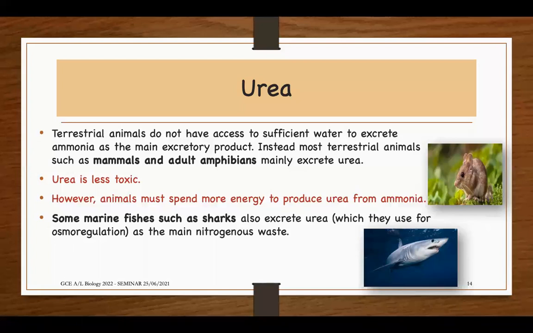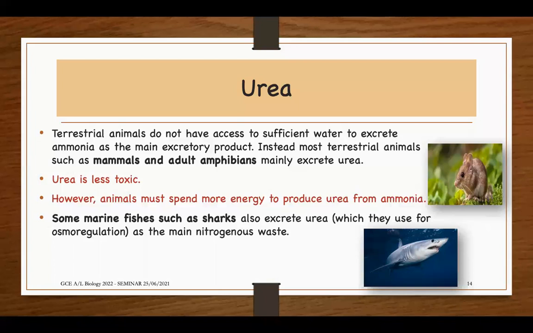And some of the adult amphibians, because adult amphibians will come out of water to live their adult life on land, will excrete urea. And remember, urea is less toxic, but animals have to spend more energy to produce urea from ammonia, because ammonia is produced and then with the availability of enzymes, ammonia is converted to urea. Therefore, animals have to spend more energy to produce urea. Some marine fishes, like sharks, also excrete urea, which they use for osmoregulation.